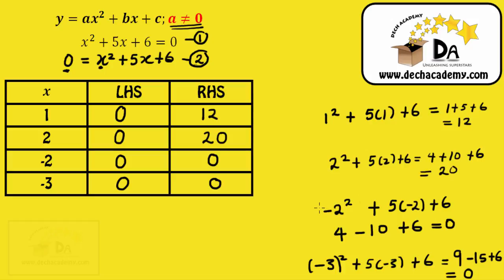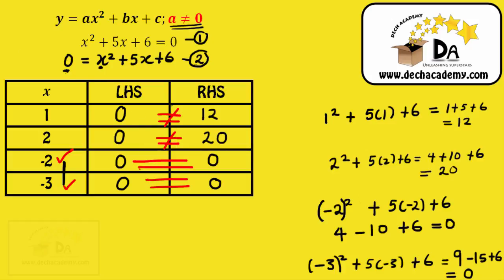I'm just going to rewrite minus 2 squared so it's very obvious that minus 2 is being squared. Now from the table of values we have here, you can see that of these 4 values of x, the only values that cause the left-hand side of the equation to be equal to the right-hand side are these two here. So when x is minus 2, the left-hand side is equal to the right-hand side. When x is minus 3, the left-hand side is equal to the right-hand side. But when x is 1 and when x is 2, there's no match.